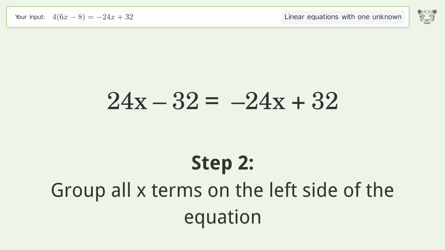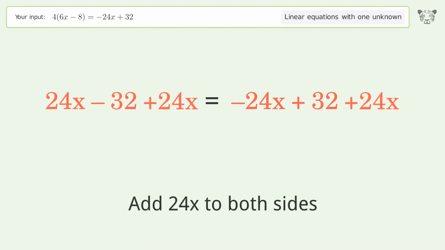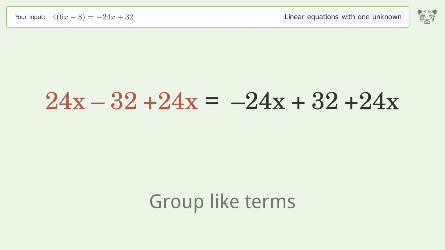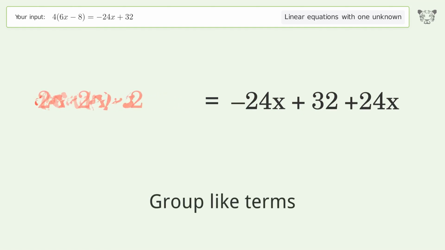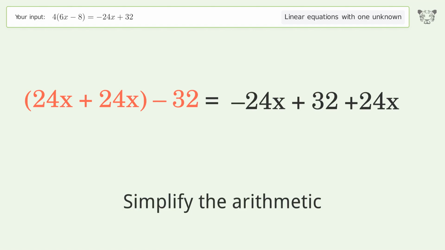Group all x terms on the left side of the equation. Add 24x to both sides. Group like terms. Simplify the arithmetic.